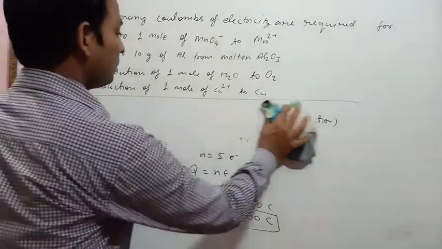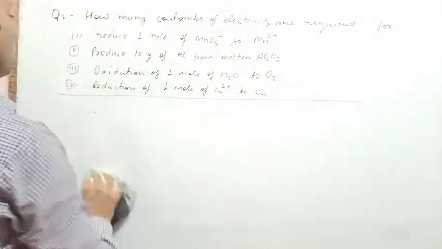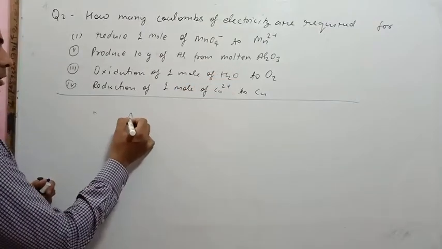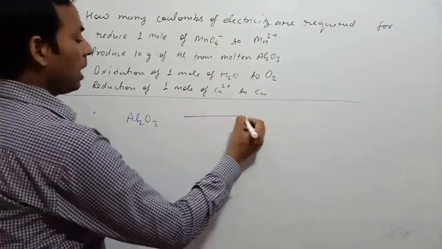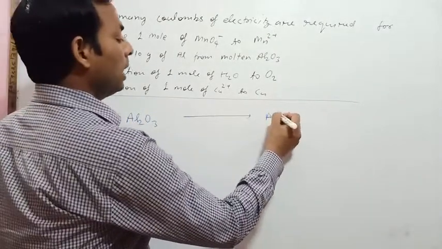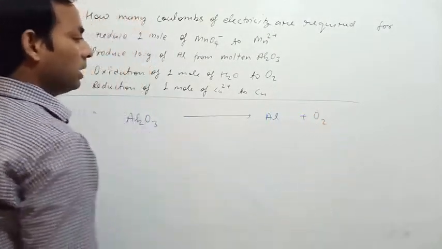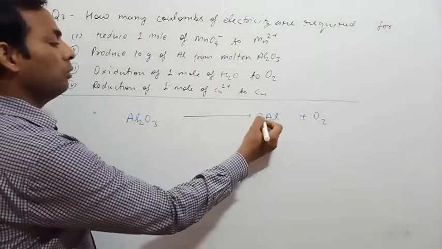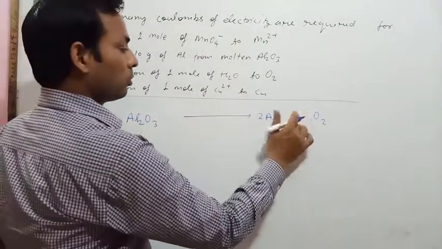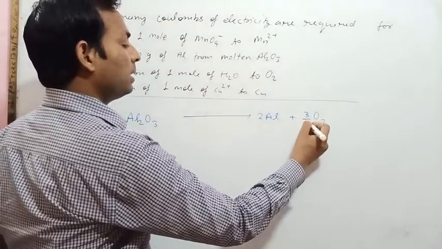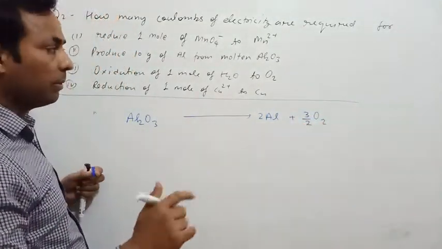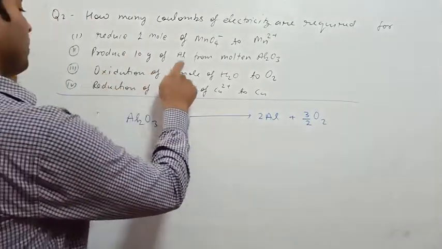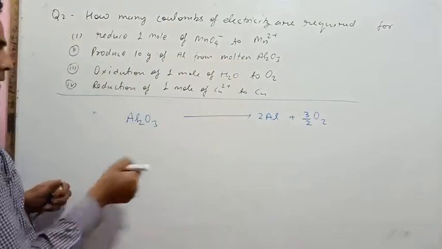Okay, second one. Produce 10 gram of aluminum from molten Al2O3. So molten Al2O3, after electrolysis, will give aluminum and oxygen gas. Balance the equation: 2Al, 3 oxygen. So we need to multiply by 3 by 2, the 2 cancels, and the 3 oxygen is already balanced. Okay. Now, produce 10 gram of aluminum from molten Al2O3.